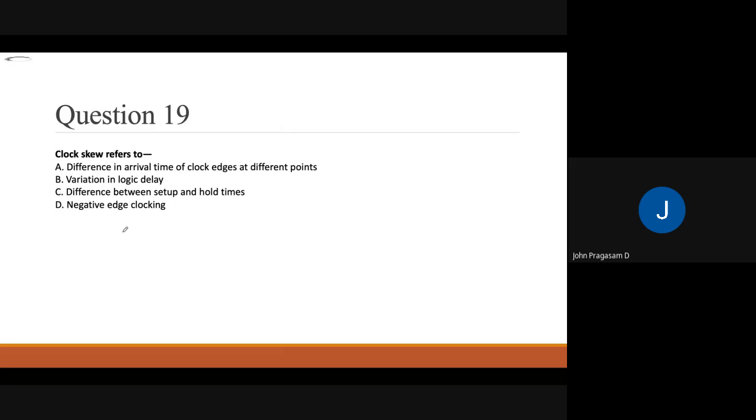Ma'am, actually the answer is option A, ma'am. Yes, question number 19, the answer is option A, difference in arrival time of clock edges at different points.